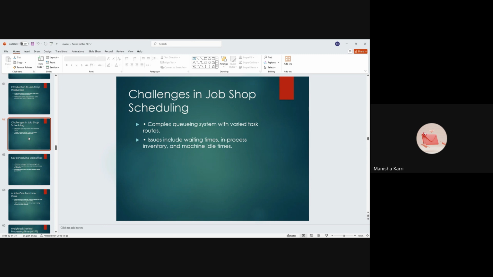Machine idle times, okay? So generally, job shop scheduling faces these types of challenges, like coordinating varied task routes, managing the waiting time and in-process inventory, and reducing the idle times. These issues require careful planning and real-time adjustments to keep production efficient and minimize delays and other costs.